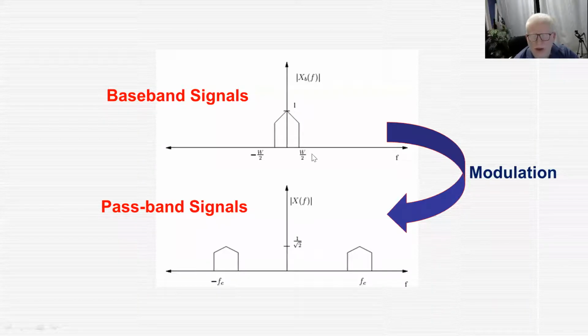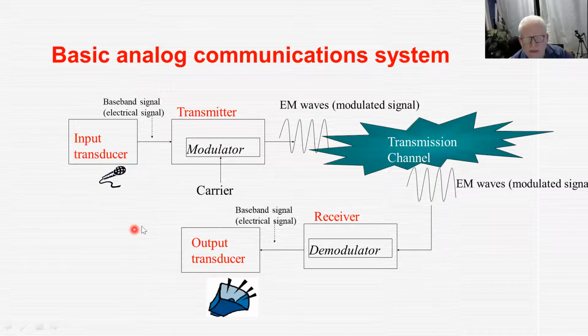Okay, my dear students, so now the question is how you will implement such a magic shifting from this baseband signal to this passband signal. This is simply the model of our communication system. You have the input message.